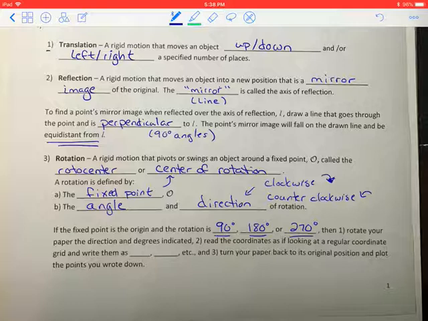Okay, we'll rotate the paper in the direction and degrees indicated. Read the coordinates as though looking at a regular coordinate grid. We'll write them down as A prime, B prime, etc. then we'll turn the paper back to its original position and plot the points you wrote down. All right, so when we get to this, we'll come back and look at these directions, and then we'll kind of show you how that's going to work.